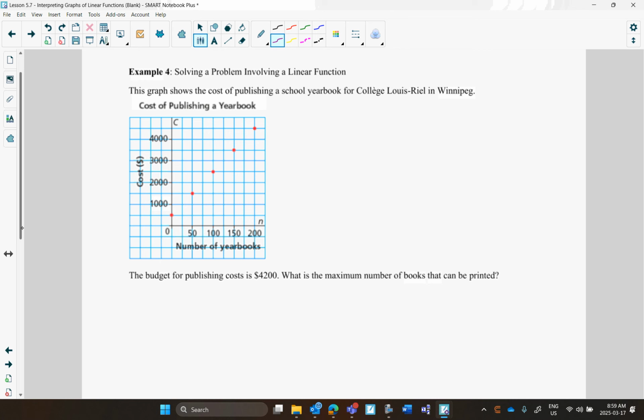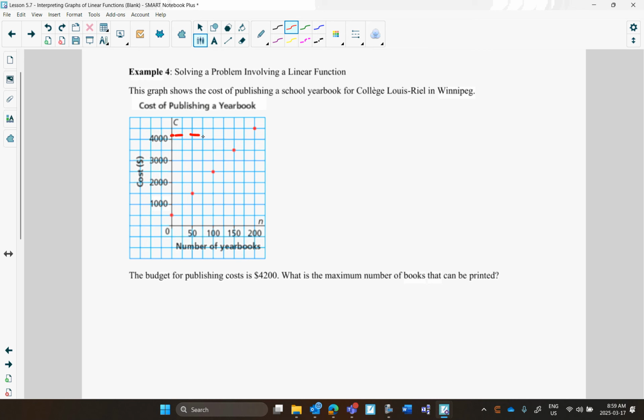So the cost of publishing, the budget for publishing costs is $4,200. What's the maximum number of books that can be printed? Well, that's really hard to read from the graph, because how do you locate 4,200? Like, it's going up by 500s. So it may be around here somewhere, a little less than half, because 4,250 would be halfway.